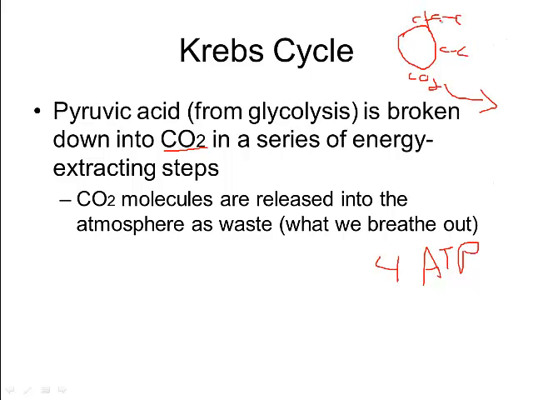For each pyruvic acid, there's 2 bonds, 1, 2. We break those 2 bonds, there's an ATP coming out of each one. So we're going to net 4 ATP during this process in the Krebs cycle. So it's still not nearly enough, not quite what we need to get from every glucose.